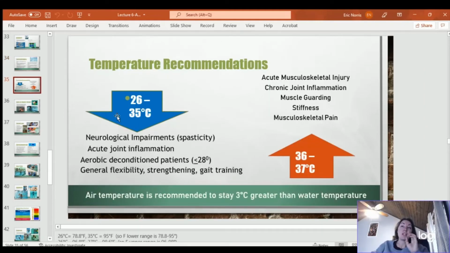So if you're in colder water, it can help people who have spasticity, acute joint inflammation, those who are deconditioned so they don't overheat, and then help people with general flexibility, strengthening, and gait training. In warmer water, acute musculoskeletal injuries, chronic joint inflammation, warm water can help decrease muscle guarding and stiffness and help with pain. The air temperature around should stay about 3 degrees greater than the water temperature as well.